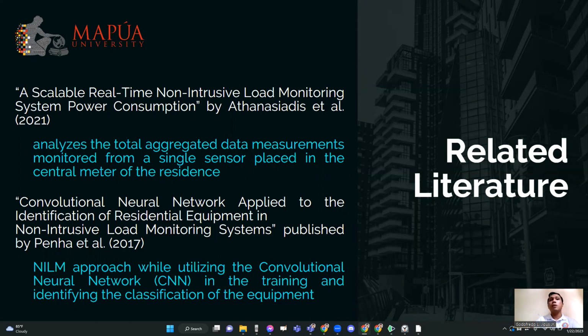Now, another study was published by Penha et al. in year 2017, convolutional neural network applied to the identification of residential equipment in non-intrusive load monitoring system. So this is also an NILM approach, while they utilize the convolutional neural network or the CNN in the training and identifying the classification of the equipment.